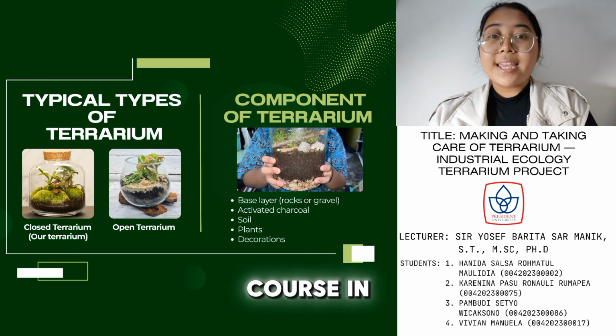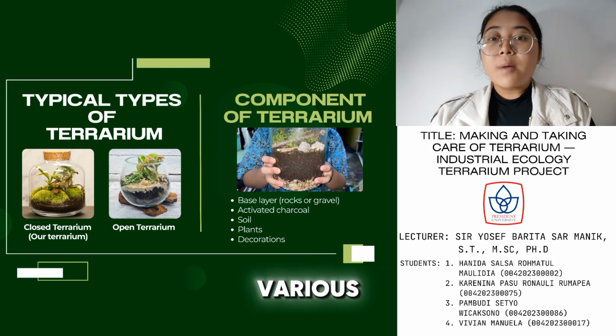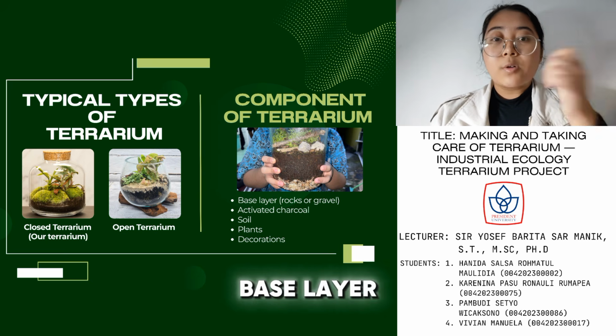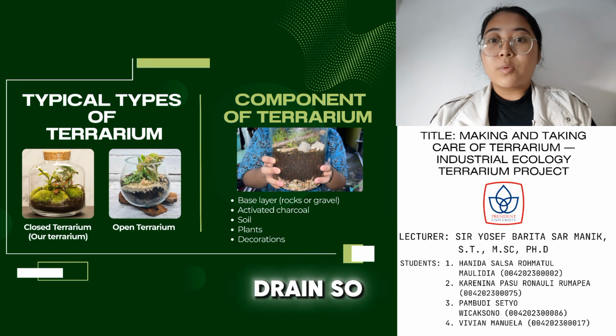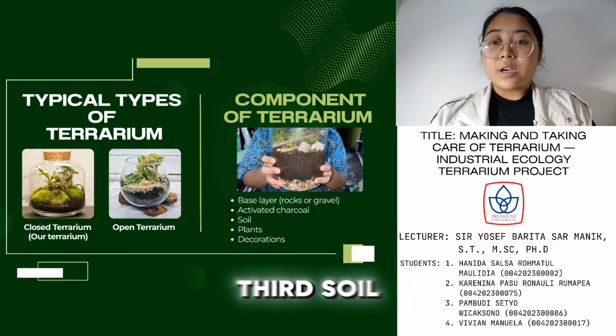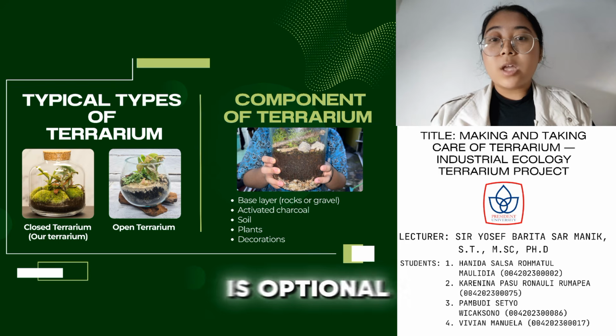And of course, in the terrarium itself, there are various components. First, base layer, rocks or gravel for drainage so water doesn't build up. Second, activated charcoal keeps the environment clean and absorbs odors or mold. Third, soil where the plant's roots grow. Fourth, plants chosen based on the terrarium type. And the last is optional decoration like tiny figures, stones, or other pretty items to make it look nice.